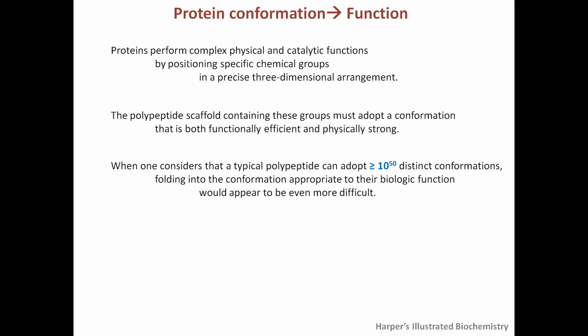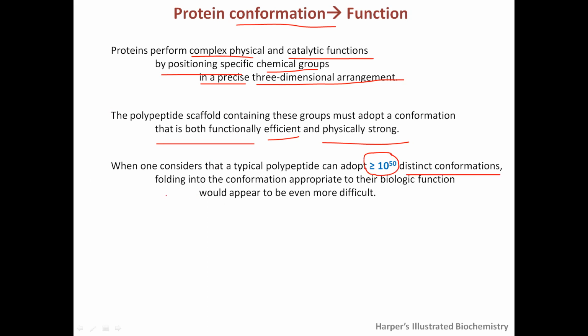Proteins perform complex physical and catalytic functions by positioning specific chemical groups in a precise three-dimensional arrangement. So the conformation is important. The polypeptide scaffold containing these groups must adopt a conformation that is both functionally efficient and physically strong. If we go by normal permutation and combination, a typical polypeptide can adopt 10 to the power 50 or more distinct conformations. Folding into the conformation appropriate to their biological function would appear to be even more difficult.